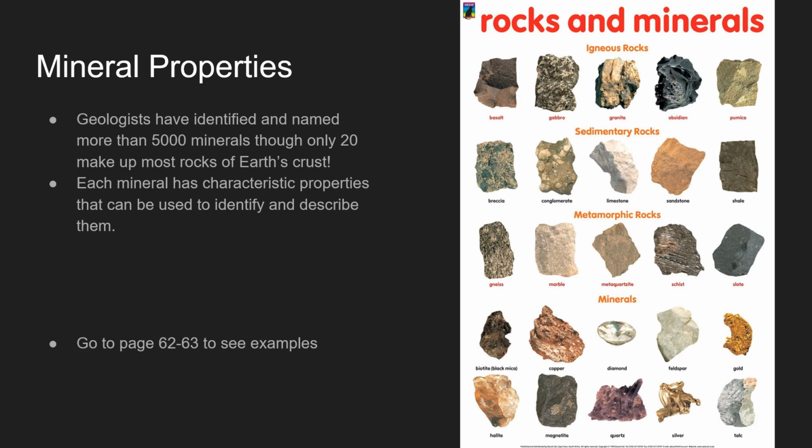Cleavage and fracture. A mineral that splits easily along flat surfaces has the property called cleavage. Whether a mineral has cleavage depends on how the atoms in its crystals are arranged. Most minerals do not split apart evenly. Instead, they have a characteristic type of fracture. Fracture describes how a mineral looks when it breaks apart in an irregular way.